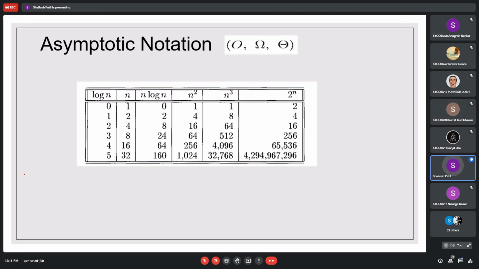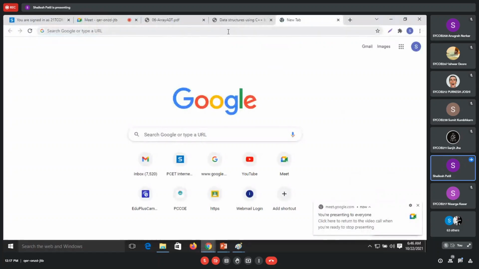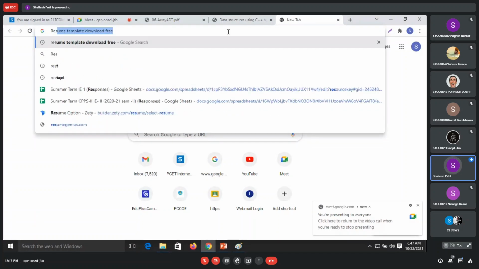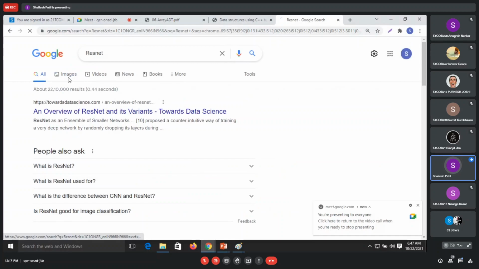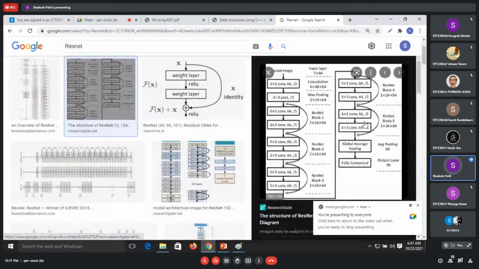So this is the thing. As I told you in the last theory lecture, we will see some practical implementation of this, and where exactly it is more important. So I will open one diagram. I already discussed it previously also. I will open the ResNet diagram. Probably I have explained this.